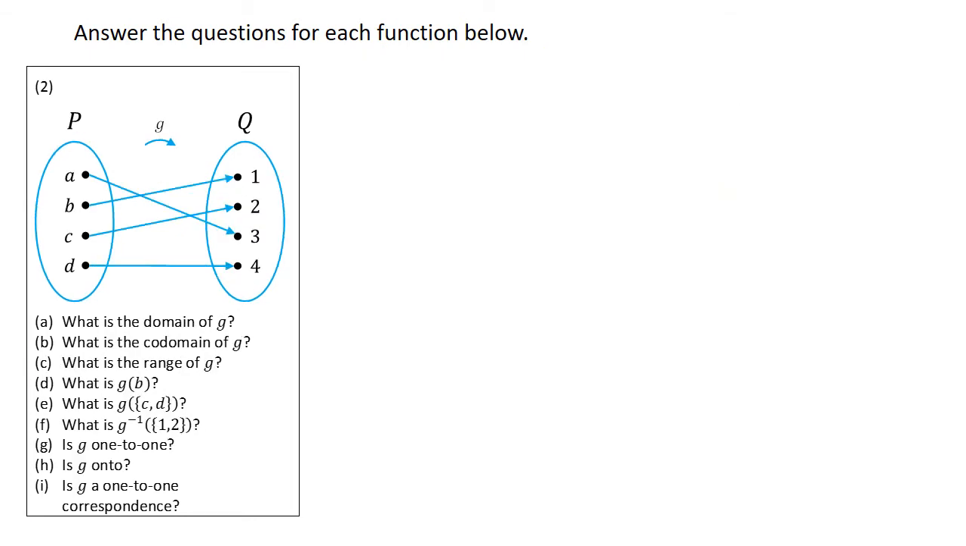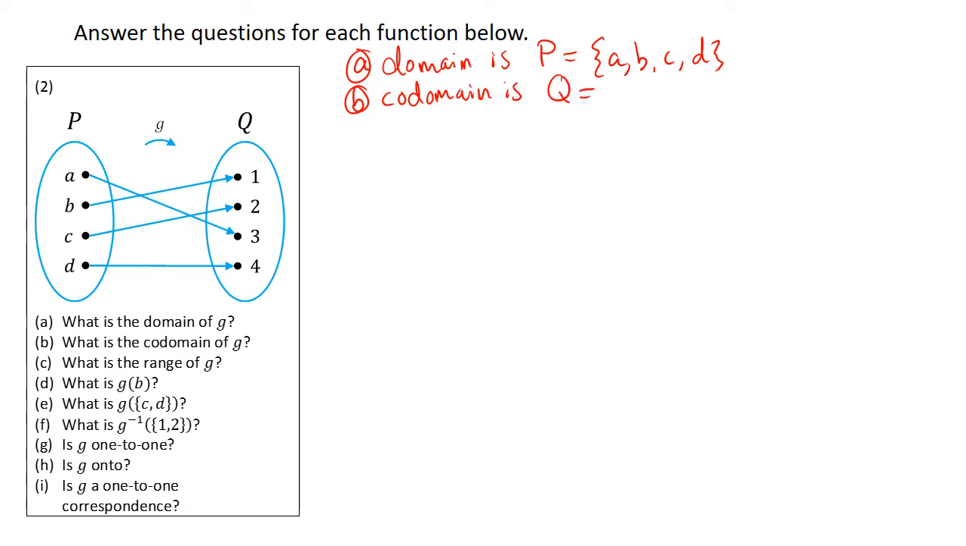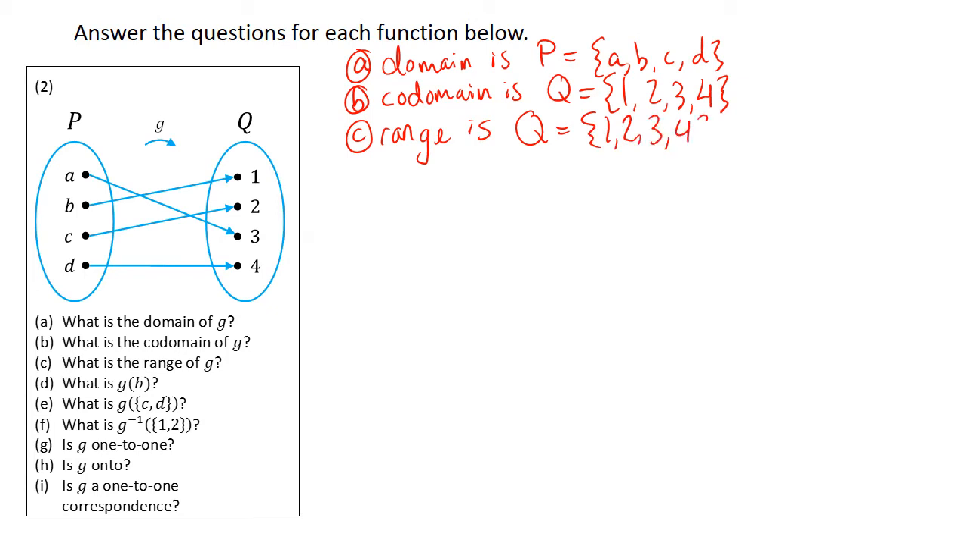All right, so let's look at the second one here. It's exactly the same questions, just a different function. So part A, the domain is going to be capital P, which consists of A, B, C, and D. Part B, the codomain, is capital Q, which consists of 1, 2, 3, and 4. Part C, the range. So that's only the elements that you actually hit, but that is in fact everything, so it's all of Q. So 1, 2, 3, and 4 again.